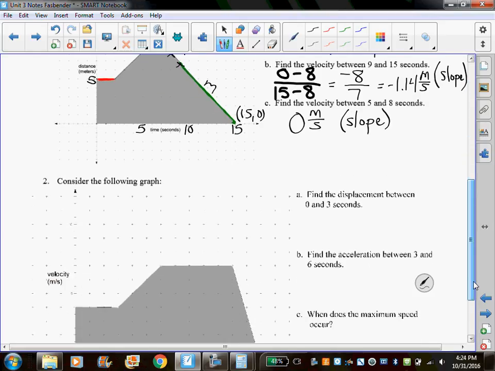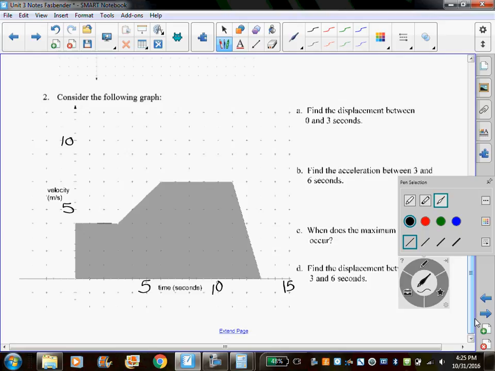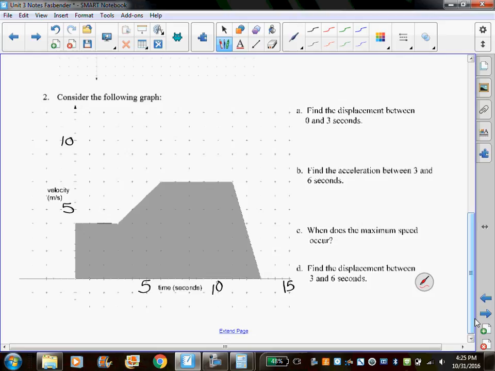Let's go to velocity versus time graph. So again, it's kind of hard to see, but there is a scale here. This is 5, this is 10, this is 15. Over here, this is 5, and this is 10. Now we're looking at a velocity versus time graph, and I want to know what is the displacement between 0 and 3 seconds.